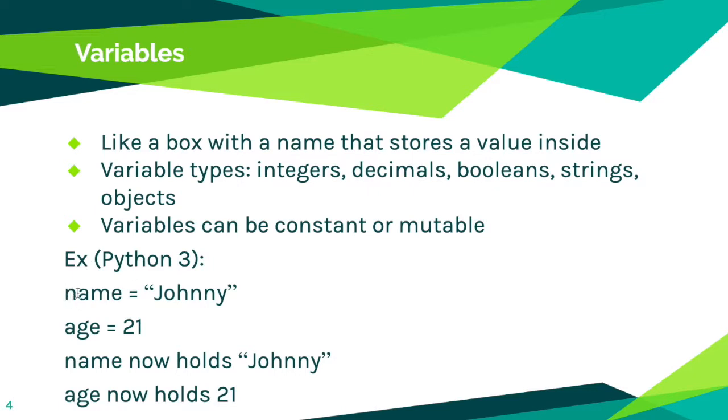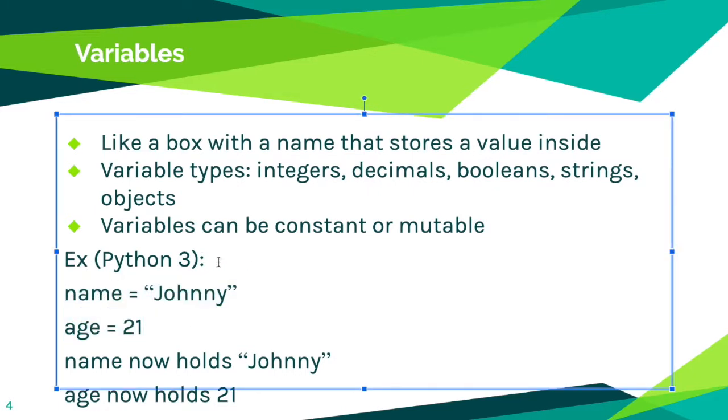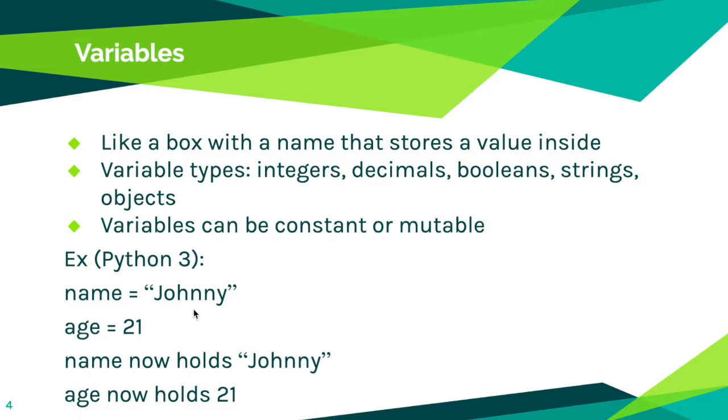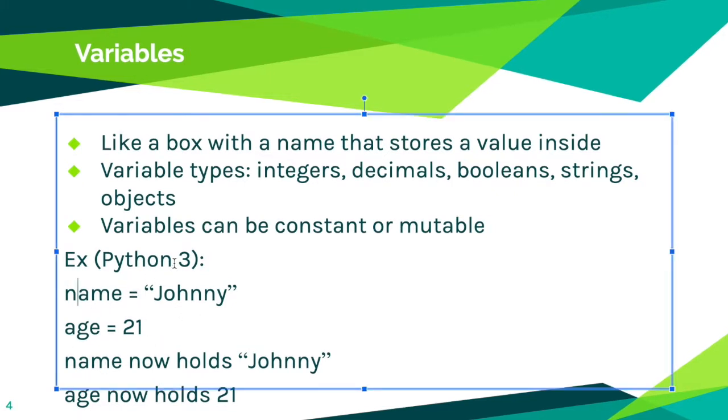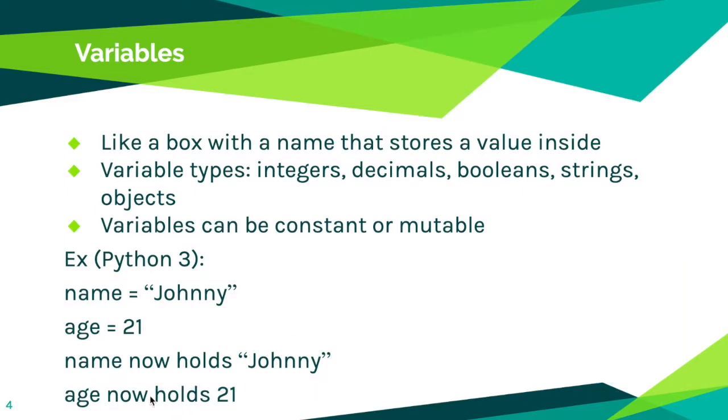So in this example, you see that name is equal to Johnny and age is 21. So now name is the name you gave your box, and now Johnny's inside the box. Well, the name Johnny, actually, a human's not inside a box. That would be pretty bad. And then now you have a box with an age label on it, and 21 is now inside the box. So name now holds Johnny, and age now holds 21.